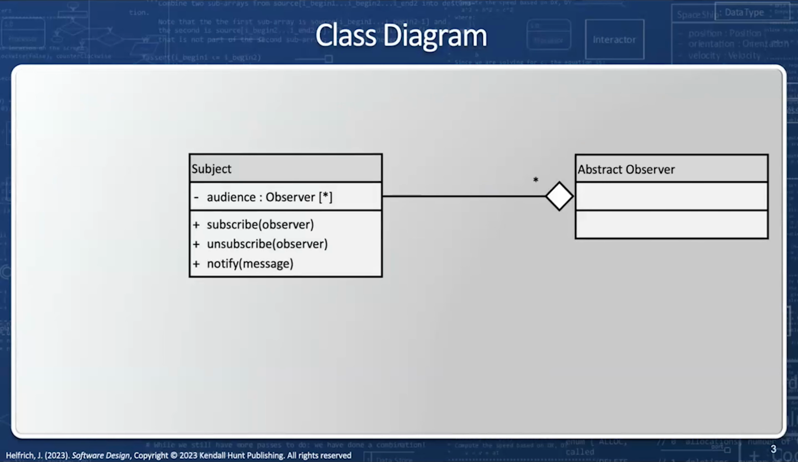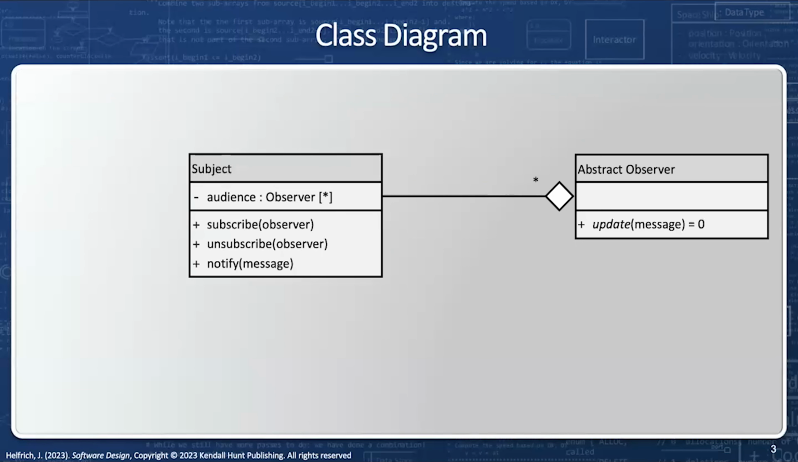I'm also going to have a notify. And notify is going to call the update message for the abstract observer. Now notice this is a pure virtual function because of the equals 0. And because there is at least one pure virtual function in its class, that makes this an abstract class, and hence the name abstract observer.